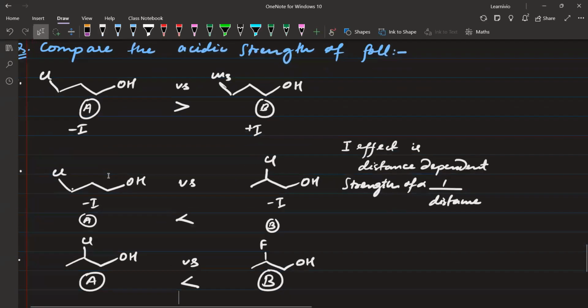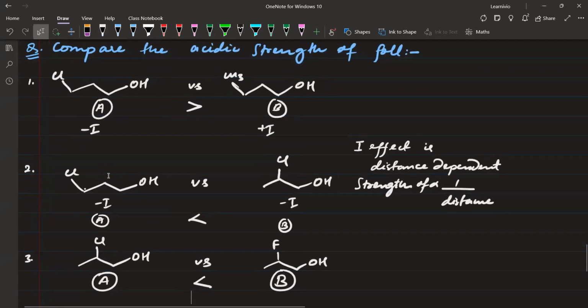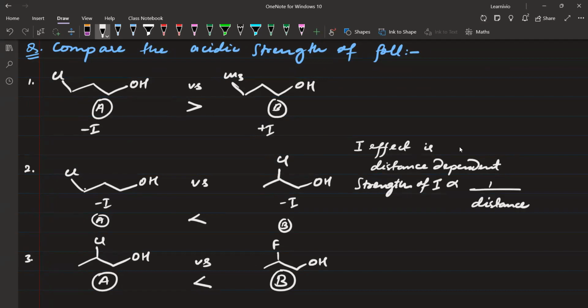Okay. But you will not get this much type of questions in the alcohol. ज़्यादा सवाल आपके acidic strength में बनते हैं in carboxylic acid. There also we are going to see similar type of discussion. But please copy this down. You can write this part. I effect is distance dependent. Strength of I, whether it is plus I or minus I, दोनों ही केस में it is inversely proportional to distance. जैसे जैसे distance बढ़ता जाएगा, the effect of I is going to decrease.